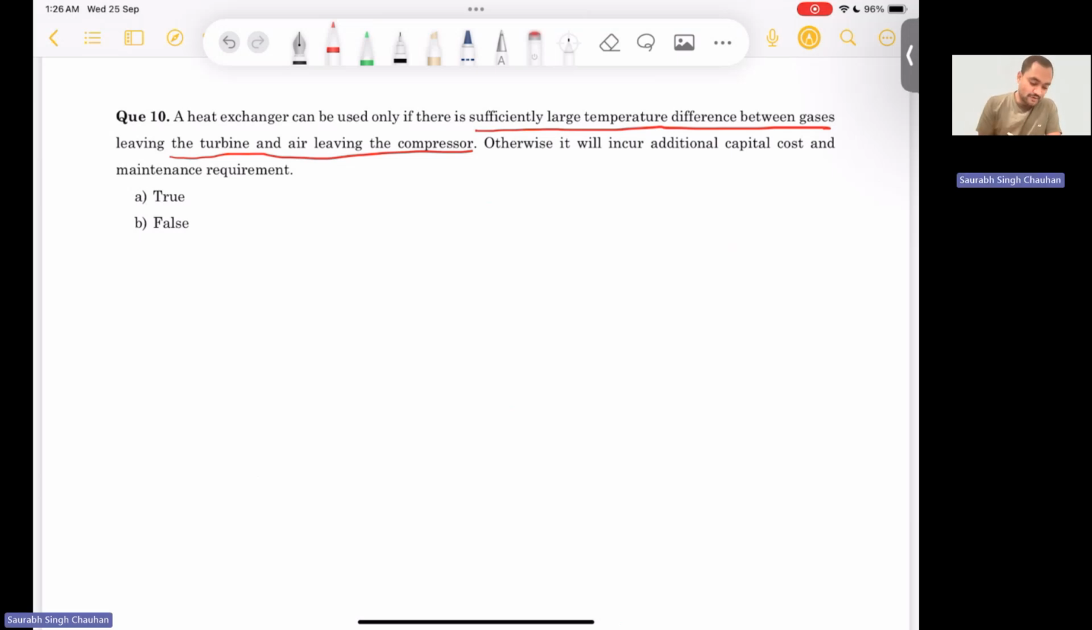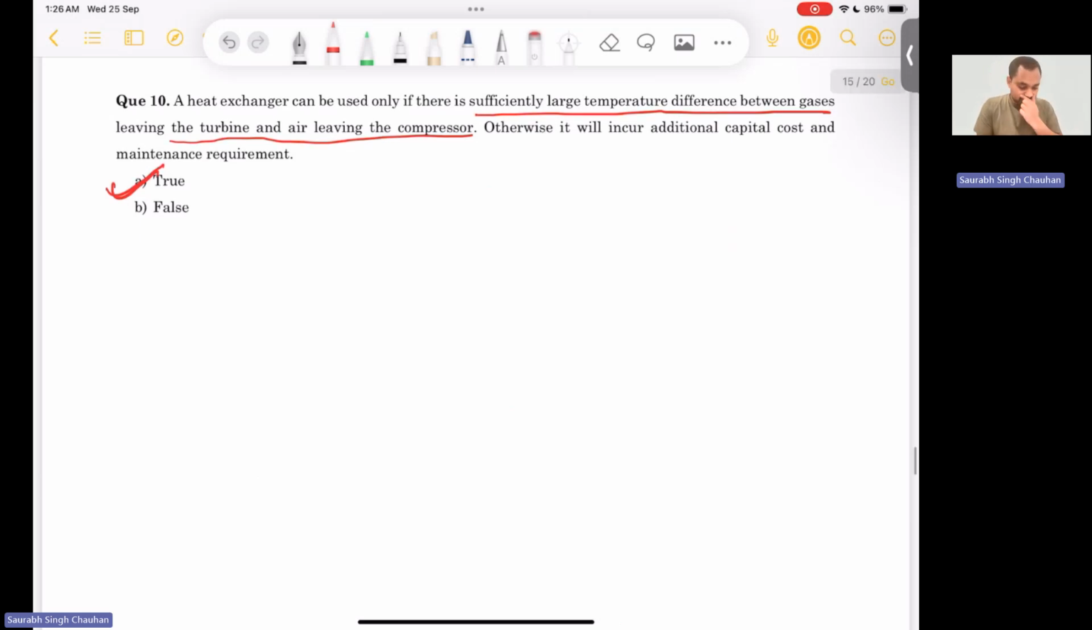So this statement is true. A heat exchanger should be used only if there is sufficiently large temperature difference, so that we do not incur additional capital cost and maintenance requirement. Also, this will make the system bulkier. Not only capital cost and maintenance, this will also make the system heavy, right? So I hope everything is clear up to this question number 10.